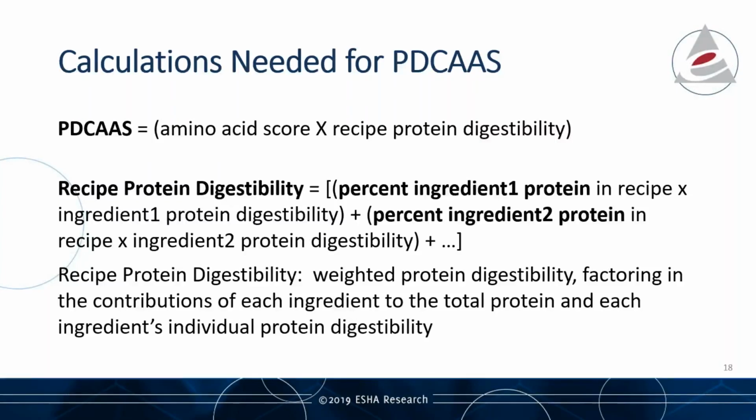These are the calculations you use for determining PDCAAS for mixed foods. PDCAAS equals amino acid score times the protein digestibility. And again, in this case, because we're talking about combination foods, it means amino acid score times your recipe protein digestibility. And for the recipe protein digestibility, you take the percent that each ingredient contributes to the total protein in your recipe and multiply that by the respective ingredient's protein digestibility factor. This gives you a weighted protein digestibility, factoring in the ingredients that contribute the most to the least protein and the overall digestibility.